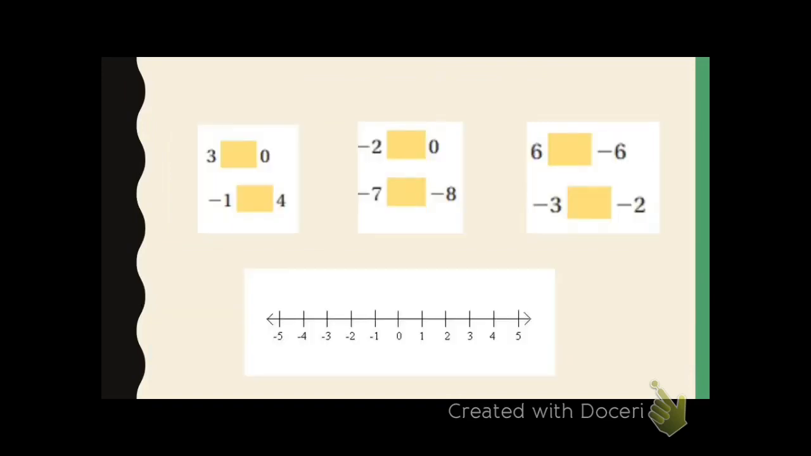All right, let's go ahead and do this real quick. Let's put greater than, less than signs. I put a number line down there if you need to look at it. 3 and 0, which one's greater? Obviously 3, because it's further to the right. -1 and 4. -1 is less than 4. -2, 0. Right, -2 is less than 0. -7, -8.